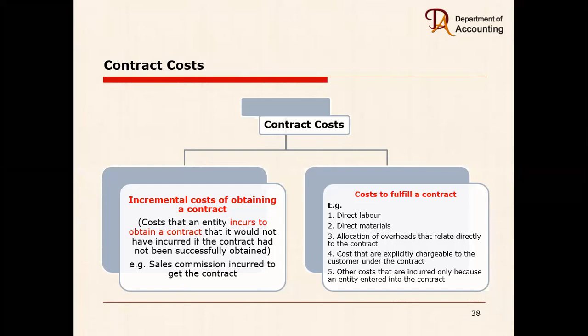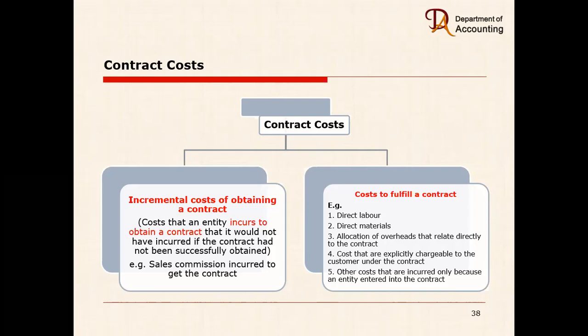Why would they incur that particular commission? Only because they are obtaining the contract from the customer. That's a classic example for an incremental cost, the cost that you would have to incur only if the particular contract is obtained. The contract එක අත්පත් කර ගැනීම තුලම ඇතිවන cost එකක්.